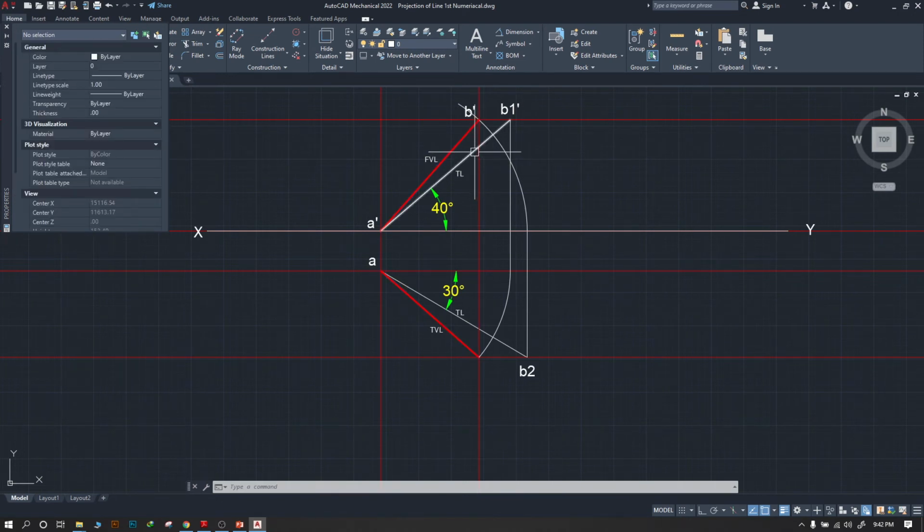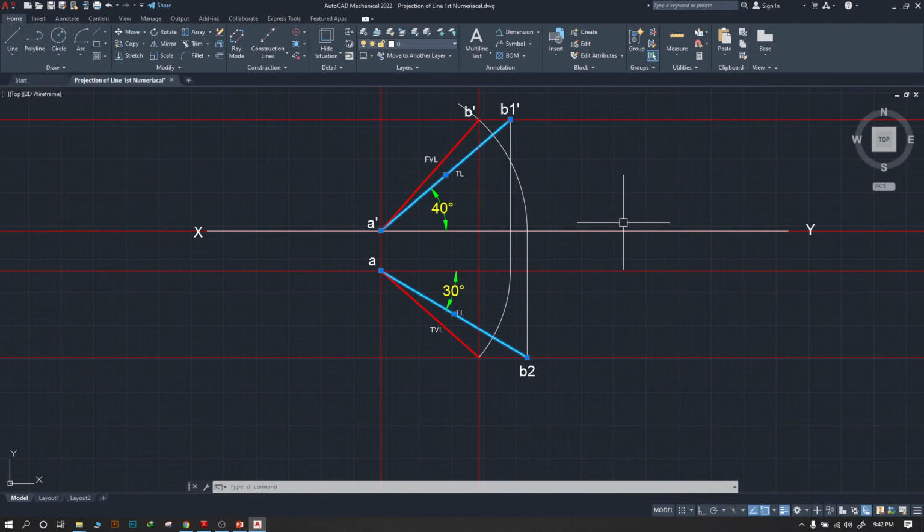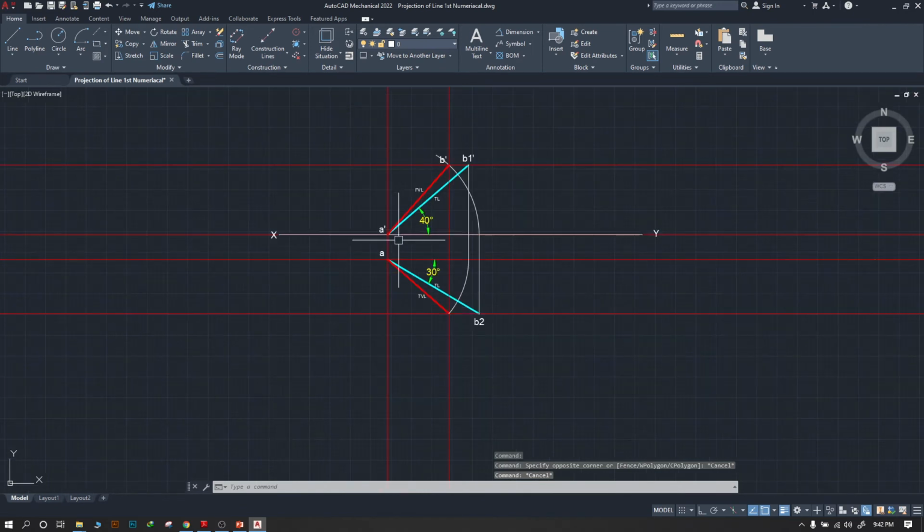Okay, similarly for the true length, we will change the color to yellow. We will change the color to cyan. Okay, and line weight also 0.30. So here we will get the front view length, true length, and top view length.